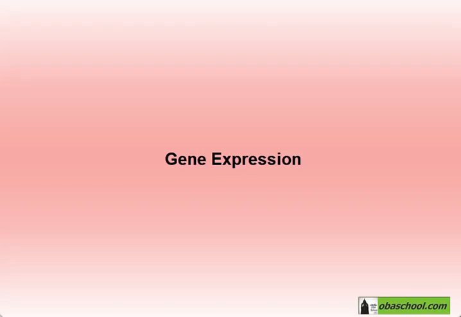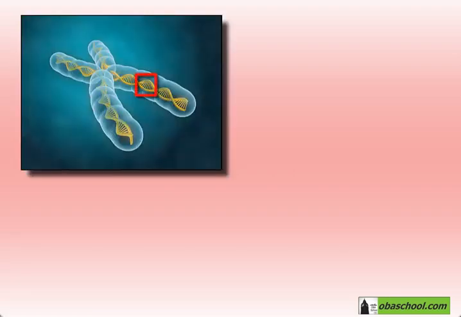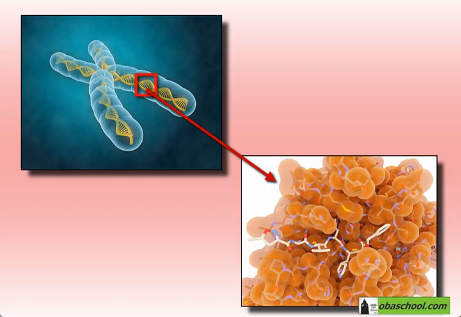Our understanding of how the genetic code in our cells produces the organisms we see around us is growing all the time. So let's talk about gene expression. When a gene codes for a protein that is synthesized in the cell, the gene is said to be expressed.